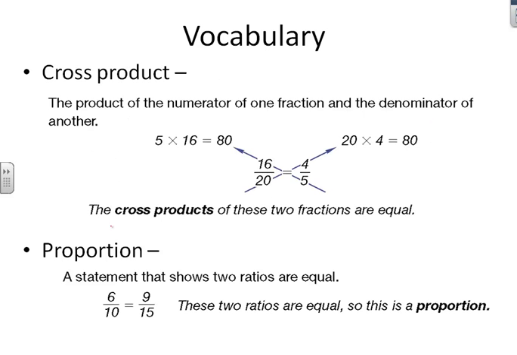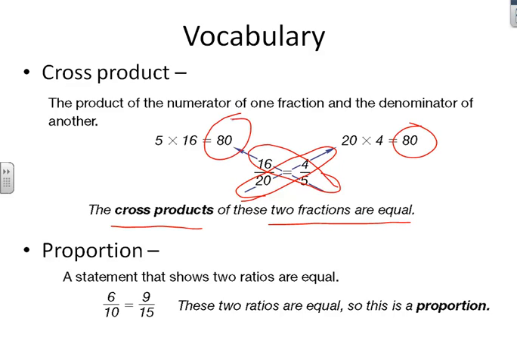Our vocabulary words are cross product, which is the product of the numerator of one fraction and the denominator of another. The cross products of these two fractions are equal. As you can see here, they both equal 80. Proportion: a statement that shows two ratios are equal. So these two ratios are equal, so this is a proportion. 6/10 is equal to 9/15.